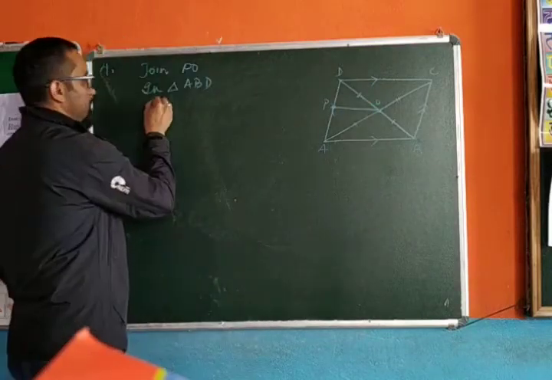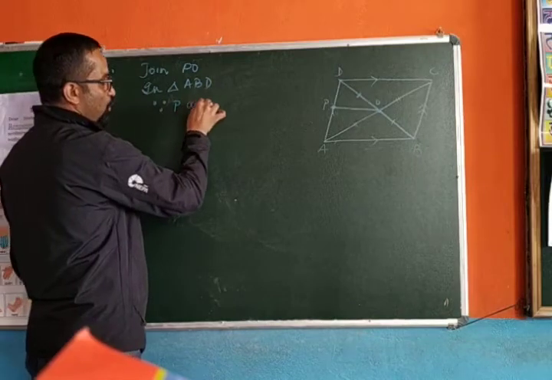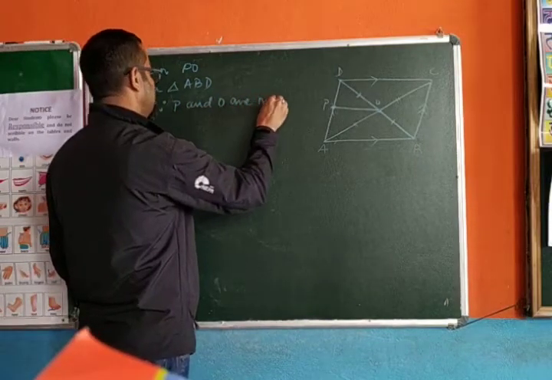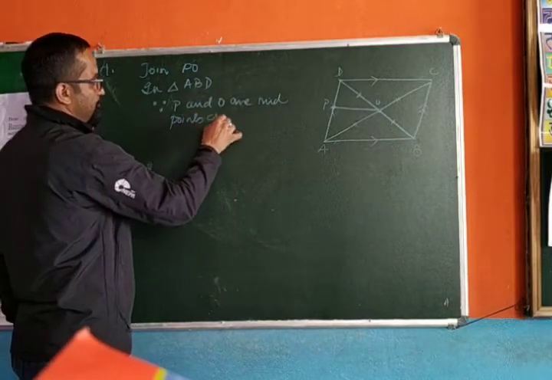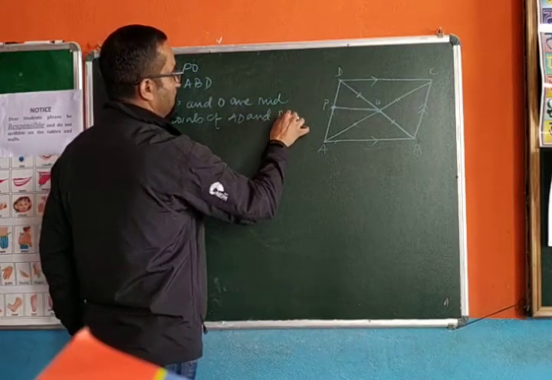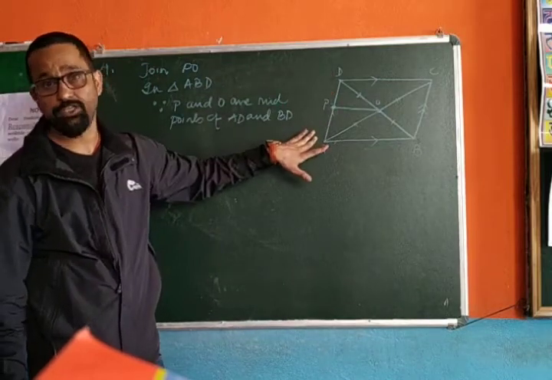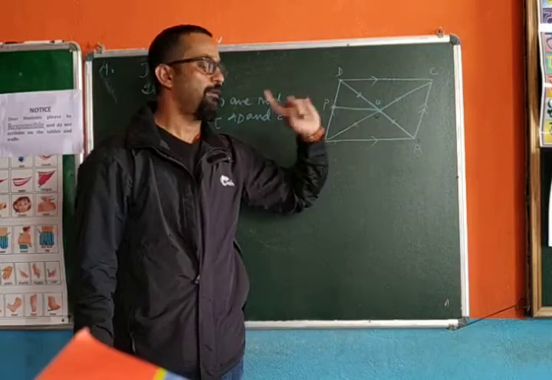ABD. Since P and O are midpoints of AD and BD. P is the midpoint of AD, it's given in the question. O is the midpoint of BD.